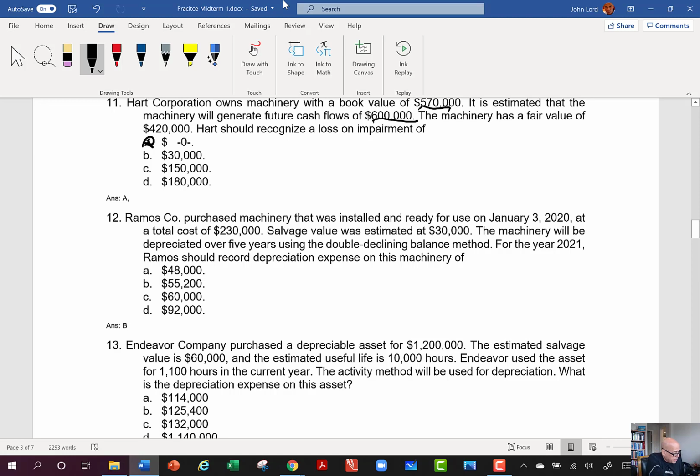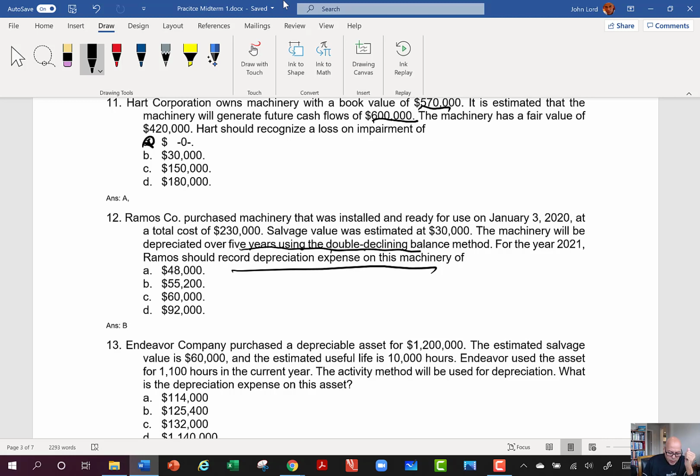Okay, good. Let's take a look at this number 12 we are on, Ramos Company, and they purchased machinery that was installed and ready for use, and they want the depreciation expense using double declining balance. Now, double declining balance is going to be double the straight line. So the first thing I like to do with these questions is figure out what is going to be my double the straight line, right?